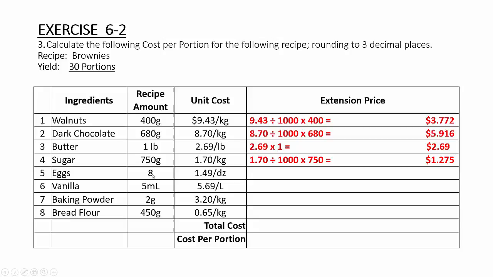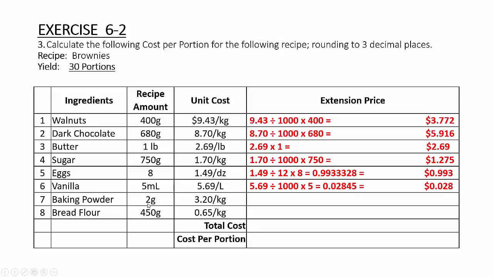Eggs, we want 8 eggs. We paid $1.49 a dozen. So $1.49 divided by 12 is the cost of 1 egg, multiplied by the 8 eggs that we need. There's our extended cost for the eggs. Here's our vanilla. We want 5 milliliters. We paid $5.69 for a liter. So we're going to take $5.69 divided by 1,000, the amount of milliliters in a liter. Take the 1 milliliter price, multiply it by the 5 milliliters our recipe is looking for. There's our extended price for the vanilla.